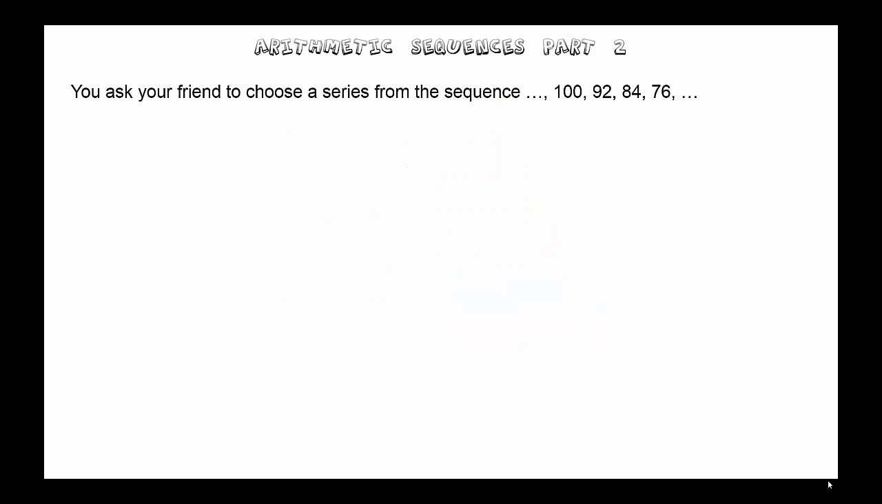Alright, let's see how we can use that to amaze your friends or dazzle your friends. So let's suppose you have your sequence, as you can see, and you ask your friend to choose a series from that. Now, you don't know what that series is, but what he does reveal to you is that it consists of 8 terms. And when he added the first 4 terms, the sum was 192.